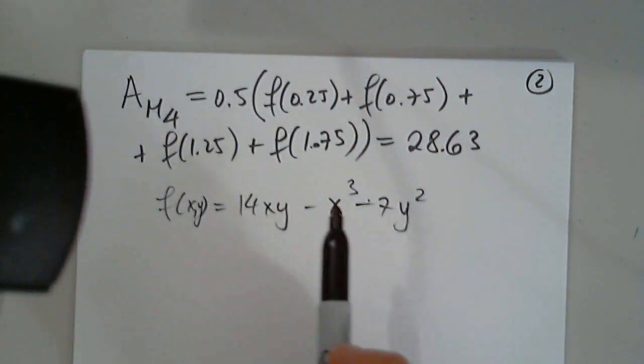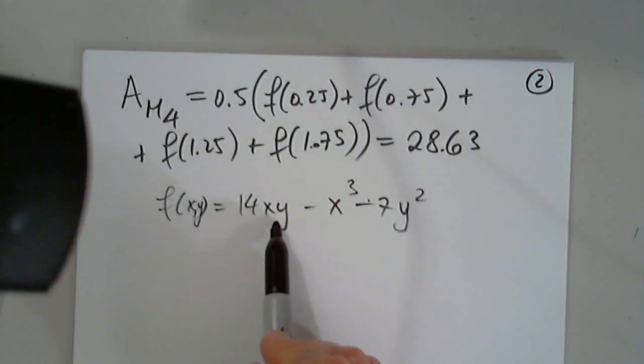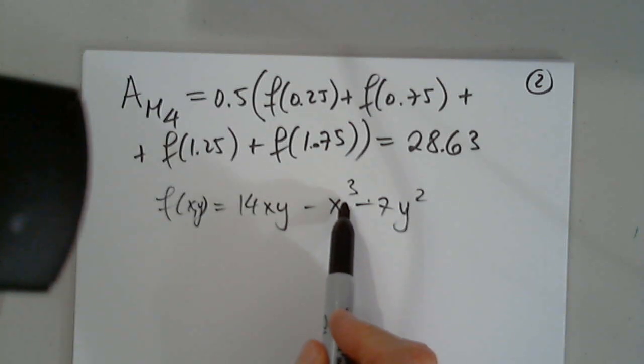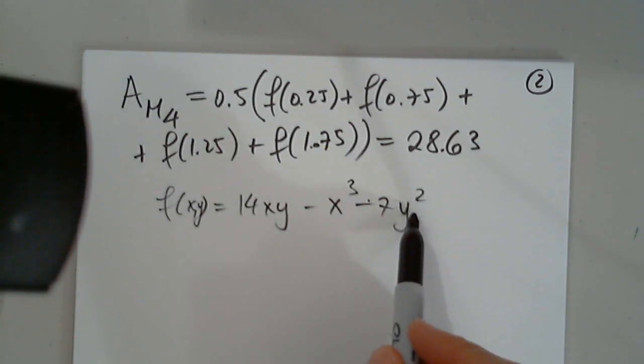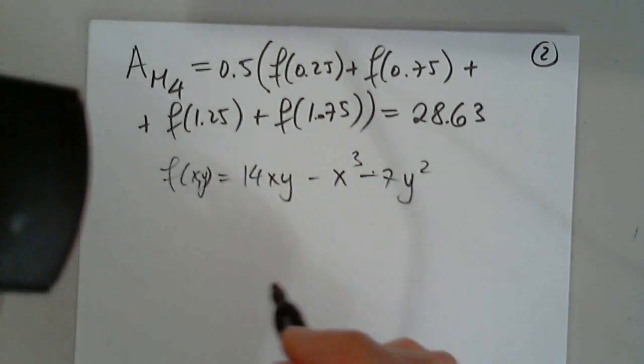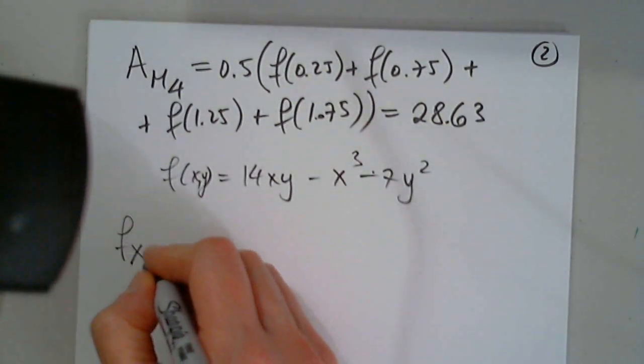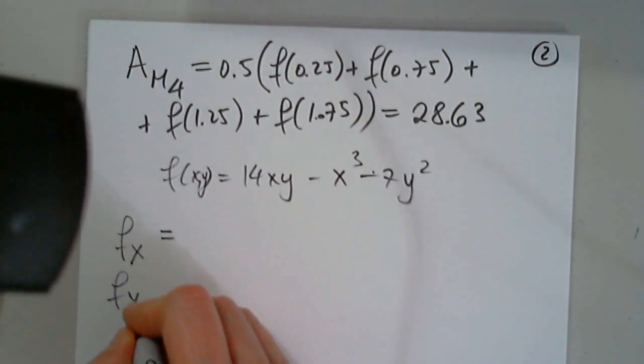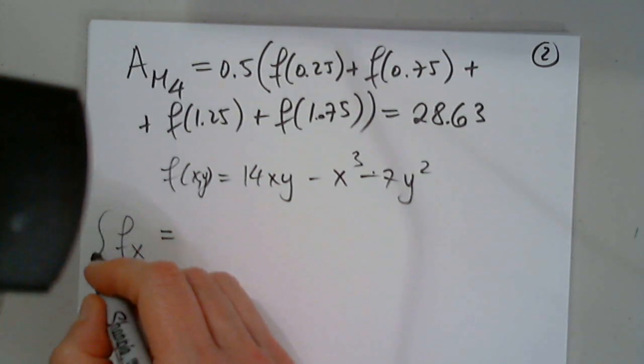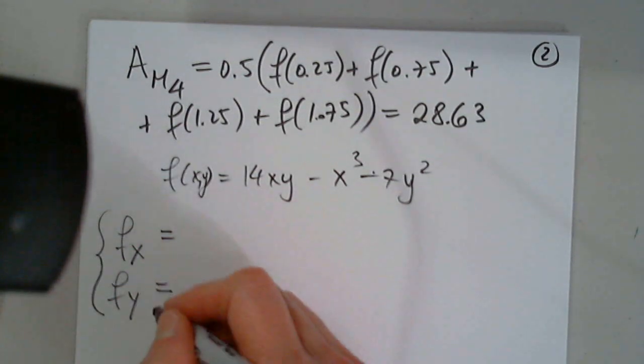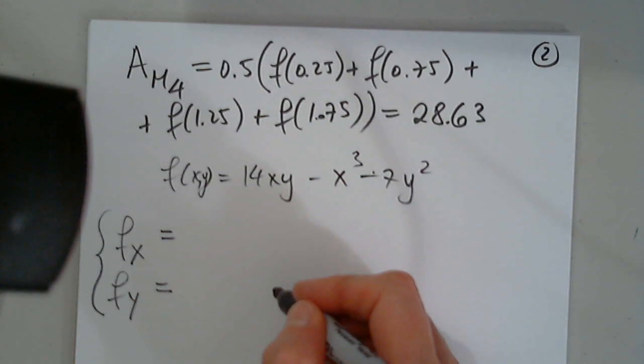I'm reading it back to you just to make sure. 14xy minus x cubed minus 7y squared. Yeah. Perfect. So remember, we have to find fx. Then we have to find fy. And then we have to solve the system when fx is 0, fy is 0.